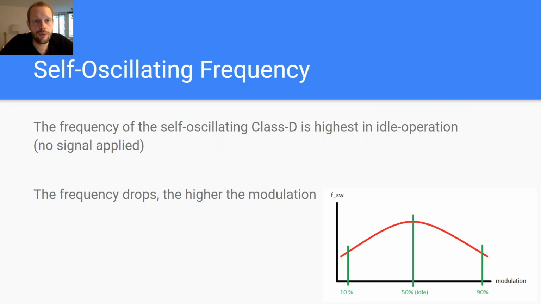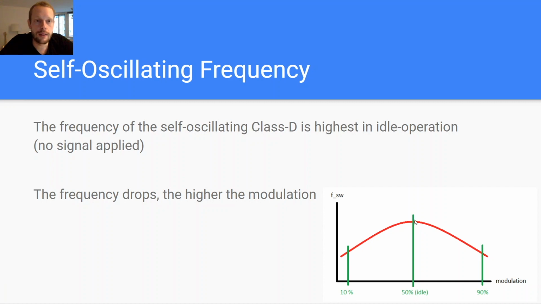And one further thing about the oscillation frequency is that, if you look on the diagram, we have the highest frequency at the idle point. This means when no modulation at all is applied, or if we don't have any signal present at all. But the higher the modulation is, the more the frequency will basically drop.